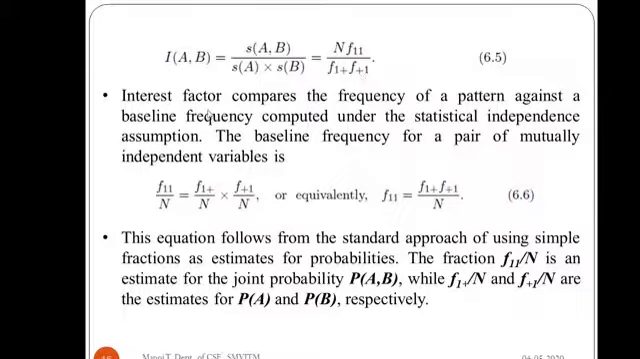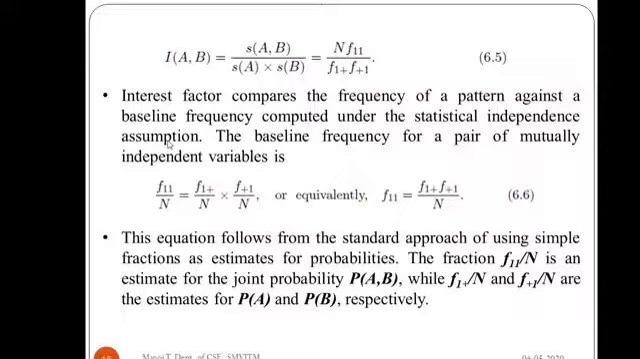So the interest factor compares the frequency of a particular pattern against a baseline frequency computed under the statistical independence assumption. This independence assumption comes in if a and b do not appear together, then what is the case?